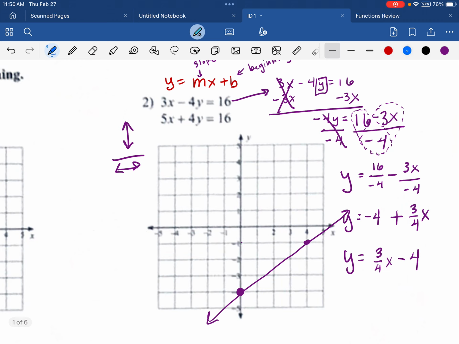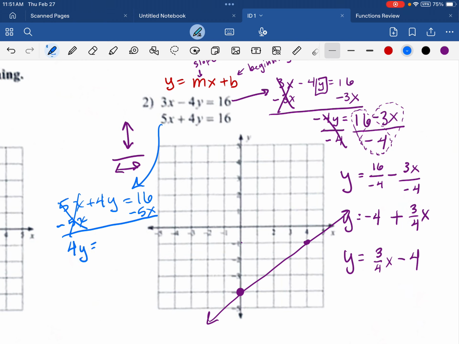Alrighty, this one I'm going to write in blue. So I've got 5x plus 4y equals 16. Okay, again, what's stopping the y from being by itself? We're timesing by 4 and have a positive 5x. What's the opposite of positive 5x? Minus 5x. Those cancel. So I end up with, oh, excuse me, positive 4y. That was my bad. So 4y equals negative 5x plus 16.